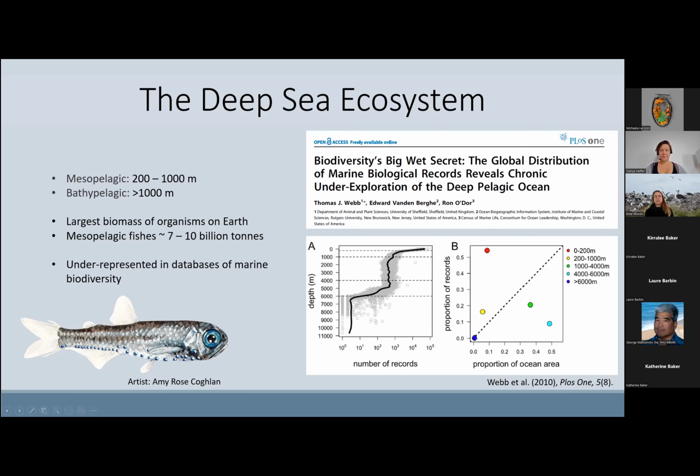And this was nicely illustrated in this 2010 paper by Webb. So this shows that marine species occurrence records are dominated by those in shallow seas, despite making up just 10% of the ocean. And then we see this steep drop off in occurrence records for deeper levels of the water column. And these data gaps extend to areas of the Southern Ocean.